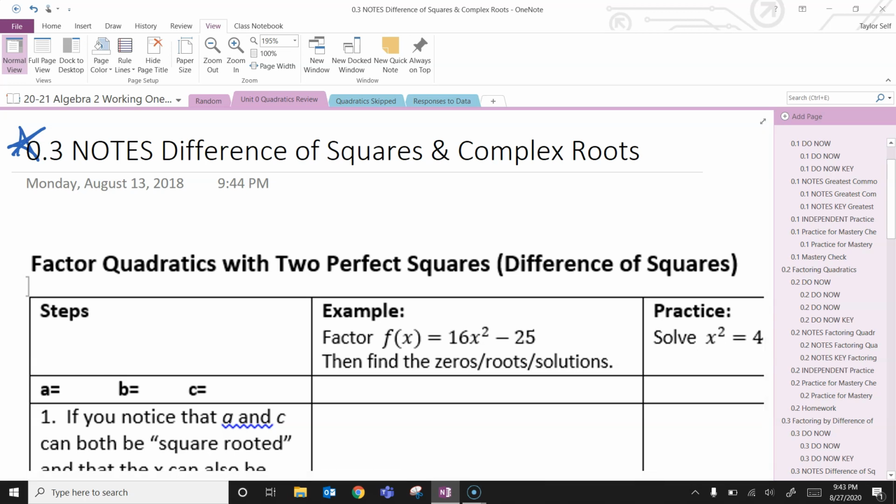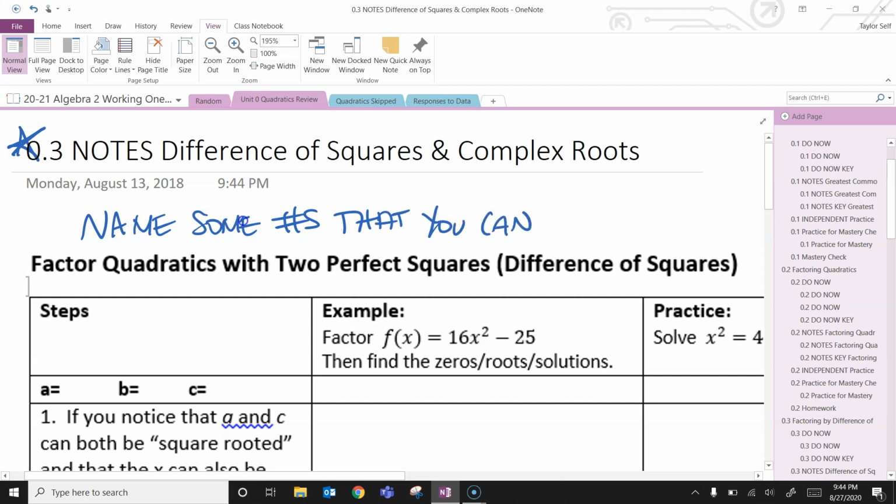But before we start the notes, I want you to think and tell me, name some numbers that you can square root. I'm going to say that you can square root, and then remind you that's the square root symbol. Okay, so name some numbers that you can square root.